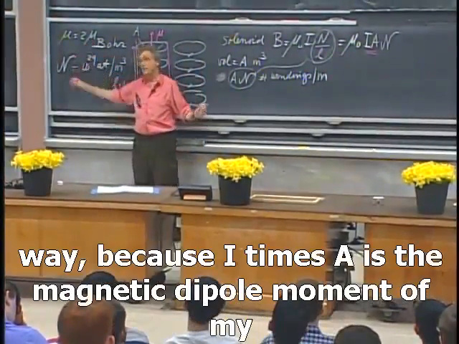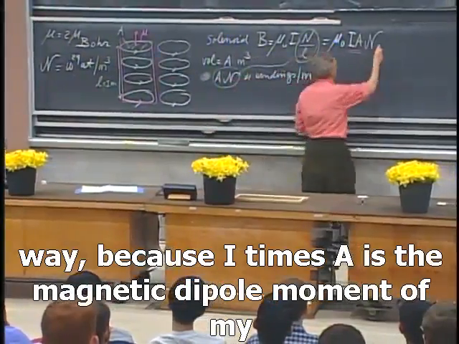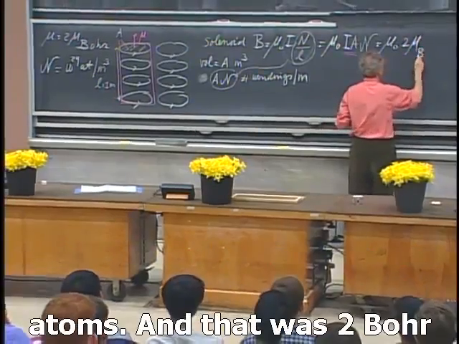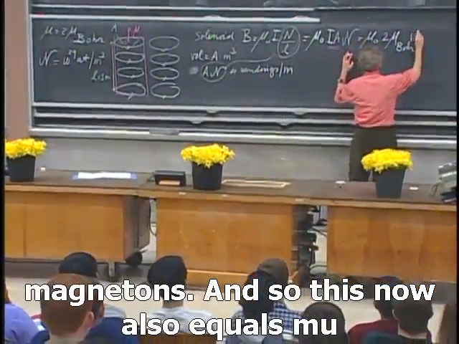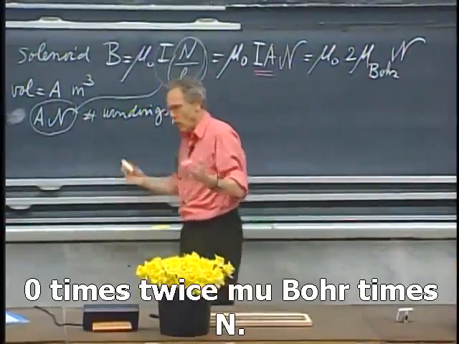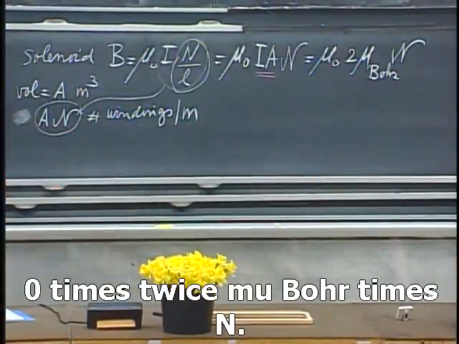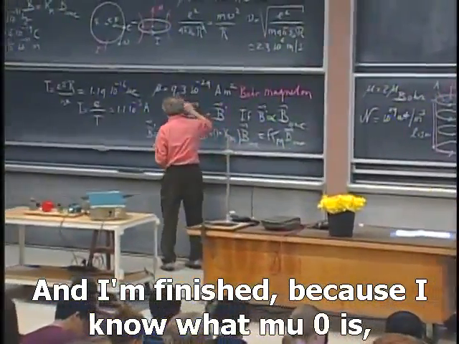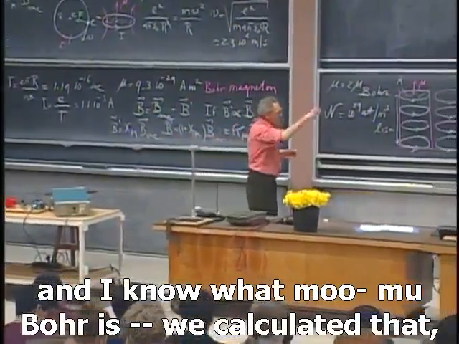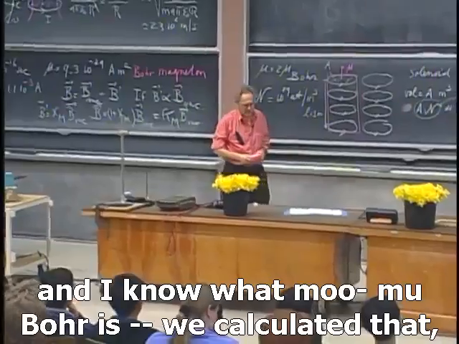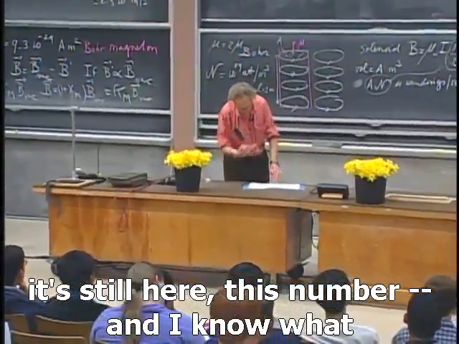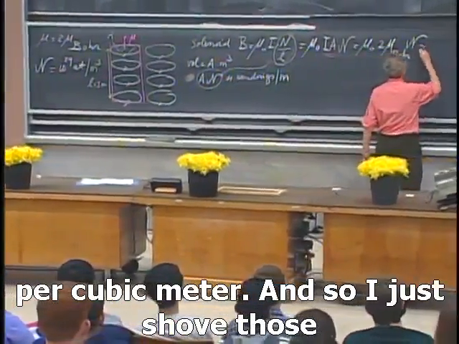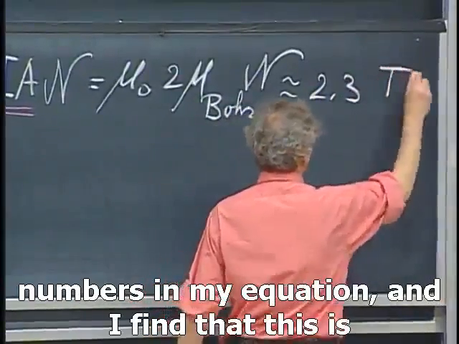And that was 2 Bohr magnetons. And so this now also equals mu0 times twice mu Bohr times N. And I'm finished, because I know what mu0 is, and I know what mu Bohr is. We calculated that. It's still here, this number. And I know what my capital subscript N is, 10 to the 29 atoms per cubic meter. And so I just shove those numbers in my equation, and I find that this is approximately 2.3 Tesla for the numbers that I have chosen.